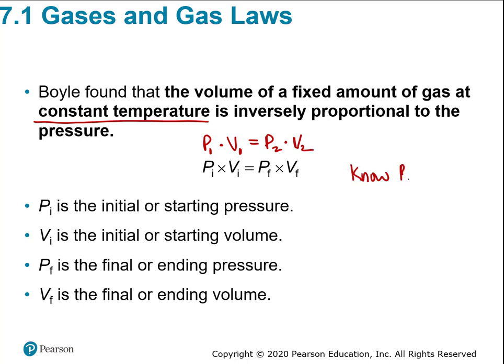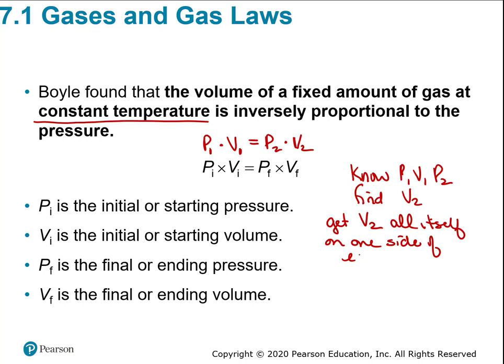So what if I know P1, V1, and P2, and I need to find V2? What do I have to do to this formula? I've got to get V2 all by itself on one side of the equation. So if I have P1 times V1 equals P2 times V2, and I want to get V2 all by itself, what do I have to move? I've got to move P2. Everybody remember this? So if I want V2 all by itself, I have to move P2. So to move P2 to the other side, I need to divide both sides by P2.